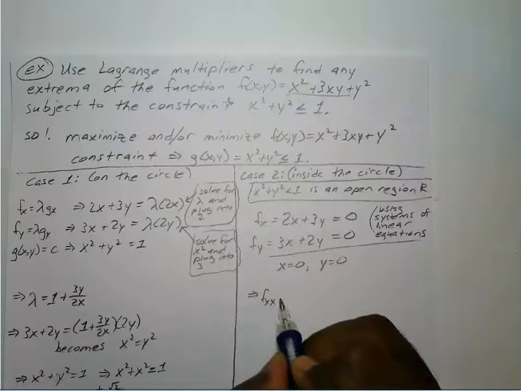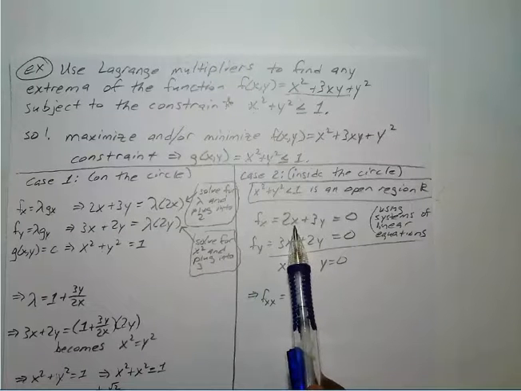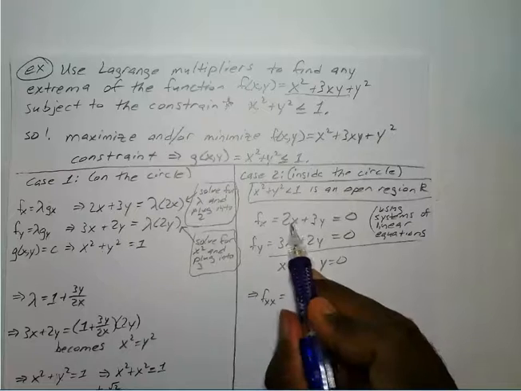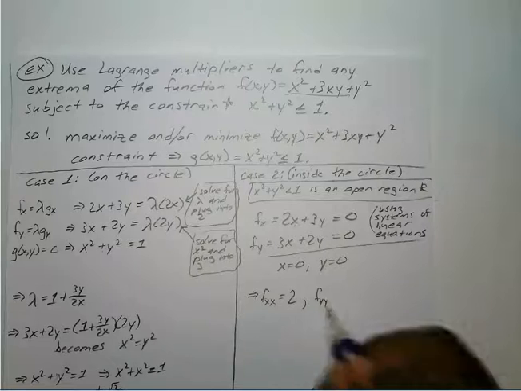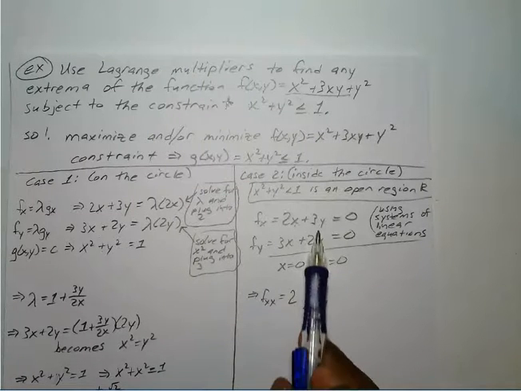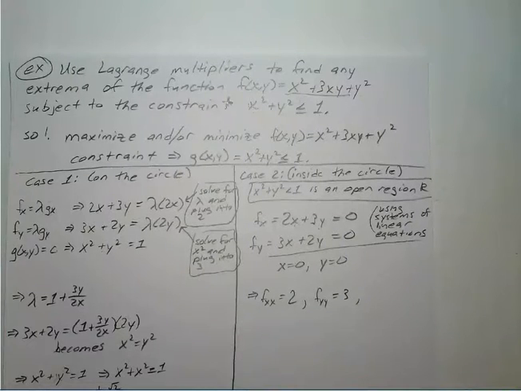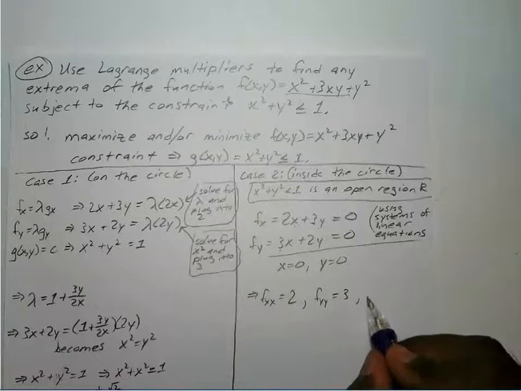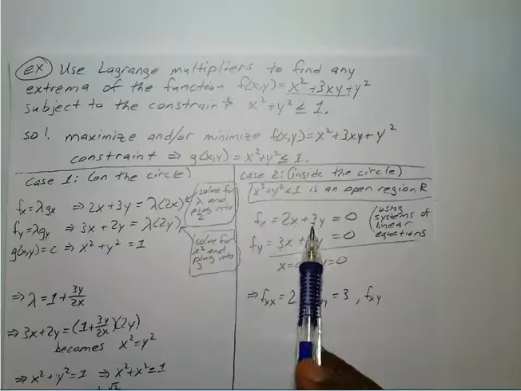Second partial of f with respect to x. Okay, so that would be 2, since you already had 2x, and this would be a constant, so that's just 2. Second partial with respect to y, that would be 3. And we know our partial of x with respect to y, that would just become 3. So partial of x here, with respect to y would just be 3.